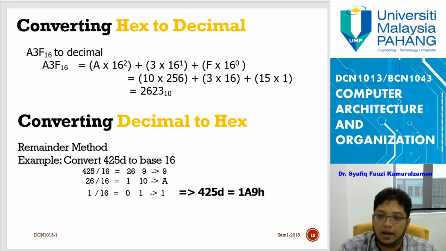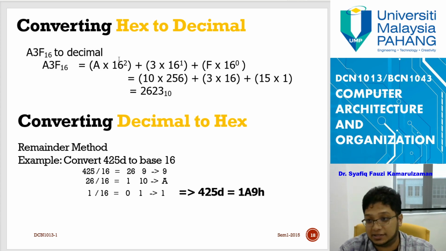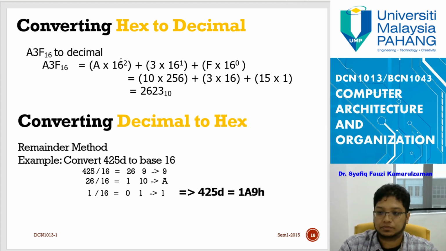Okay. So when you want to convert from hexadecimal to decimal, basically you need to do the same thing like the binary, but however, since it's base 16, you need to use the power of 16. So in this case, you have A3F base 16, you want to convert to decimal. So A times 16 power of 2 plus 3 times 16 power of 1 plus F times 16 power of 0. So A is basically 10, F is basically 15, and you total them, you got 2,623.